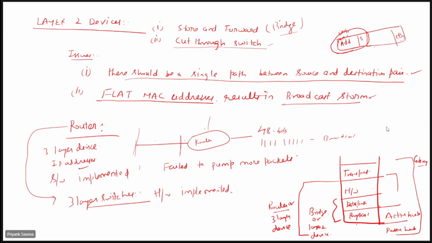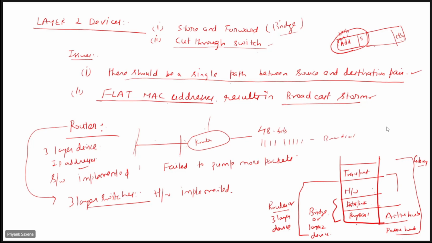They overcome the drawbacks of the layer 2 devices, but they are implemented in software. Even so, the hardware version of layer 2 and layer 3 devices, the LAN switches, which operate at the 3 layers of the network, physical, data link and network, layer 3 switches, can pump more packets as compared to routers, because routers perform the things in software while layer 3 switches do the same thing in hardware.